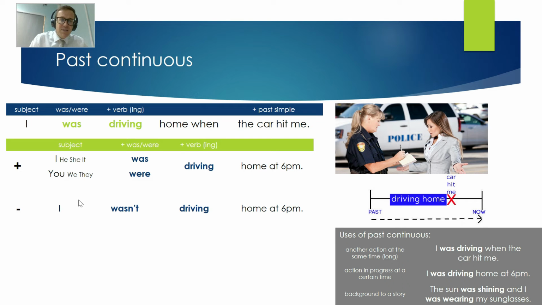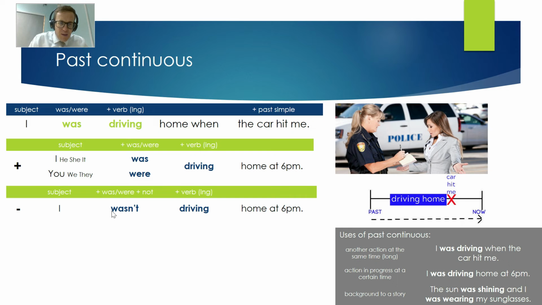For the negative, we put not. I wasn't driving home at 6 p.m. And the same for you, you weren't driving home at 6 p.m. We put the not after was.